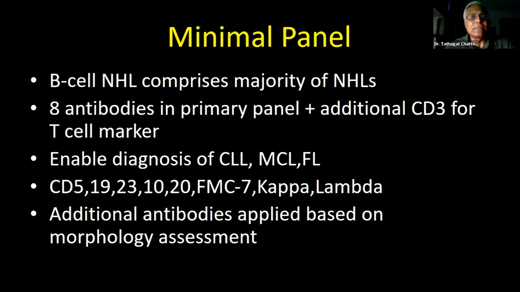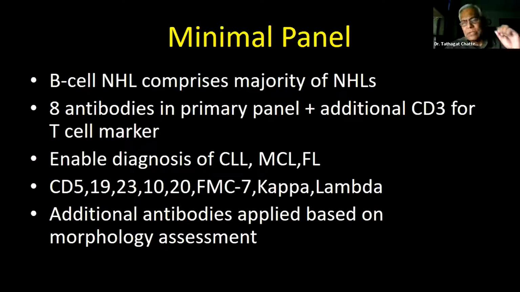Because they said this enables diagnosis of 3 important criteria: CLL, mantle cell lymphoma, and follicular lymphoma. So the markers they used were CD5, CD19, CD23, CD10, CD20, FMC7, kappa and lambda. And as I said, they added an additional CD3 to look at the T cell markers. Additional antibodies after the primary panel may be applied based on morphology assessment.